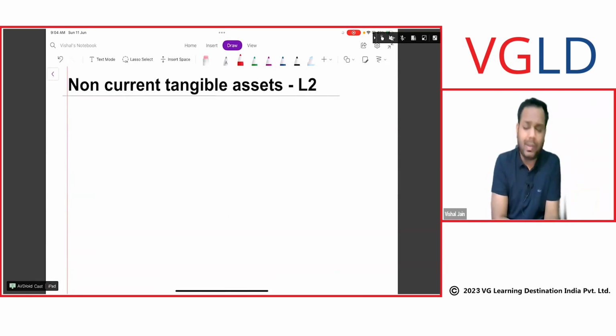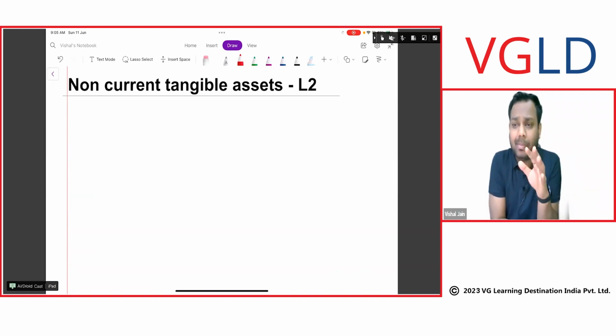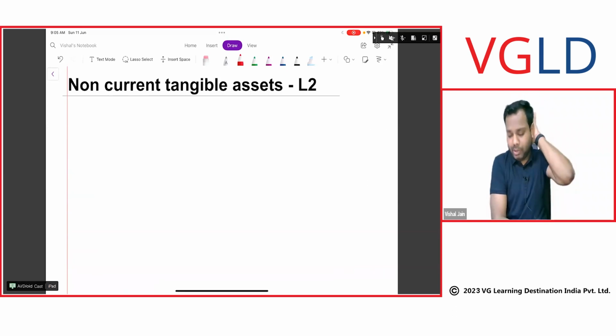So what happens in IAS 16? First of all, we discussed the meaning of property, plant, and equipment, and that was very much clear to all of you, I believe. Now, coming to the next point, it is the recognition principle. Can anyone tell me what is the recognition principle of property, plant, and equipment? Future economic benefits are probable, and cost can be measured reliably. Very good.